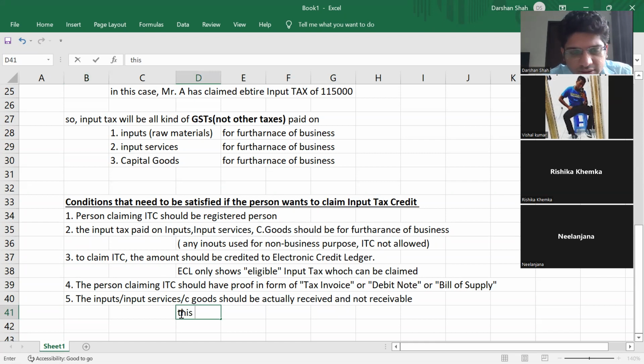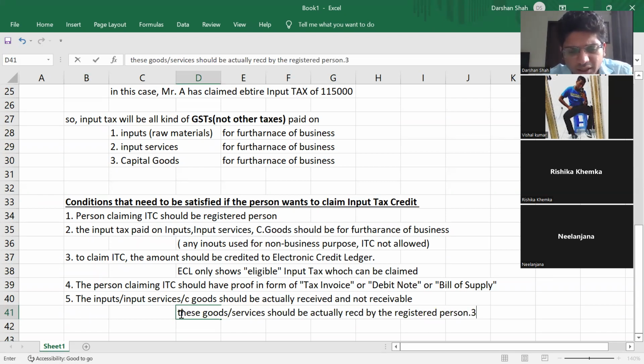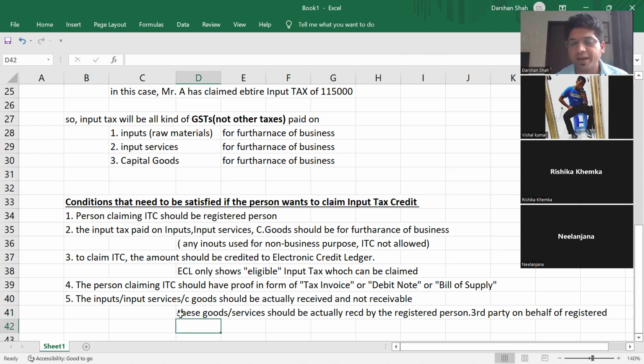So these goods/services should be actually received by the registered person, or by a third party on behalf of the registered person. Because sometimes I'll directly send the goods to, let us say, my other factory, or I can send it to some other person to produce it, right? That is also okay, but someone should have actually received the goods.